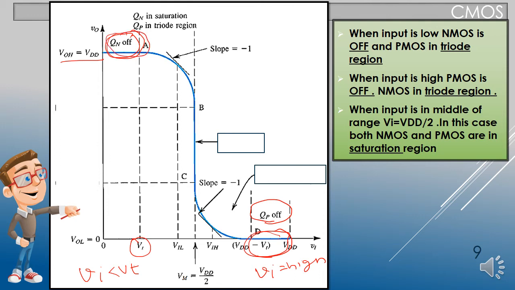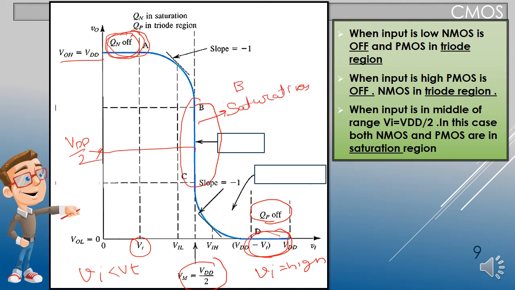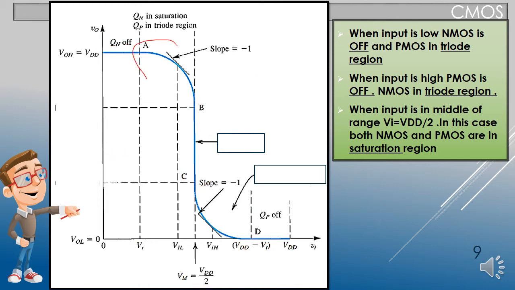and we have also discussed the middle case when input is VDD upon 2. In that case, output will also be VDD upon 2. In this case, both PMOS and NMOS will be in saturation. We have already discussed these three cases, and there are also two cases, which is in this part A to B. In this part, NMOS is in saturation and PMOS is in triode region.